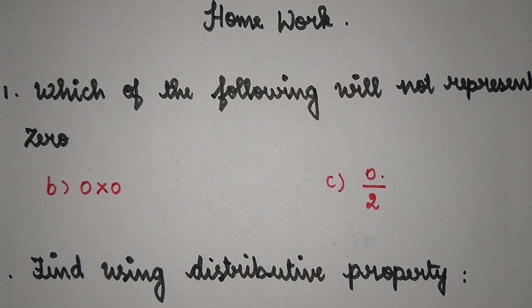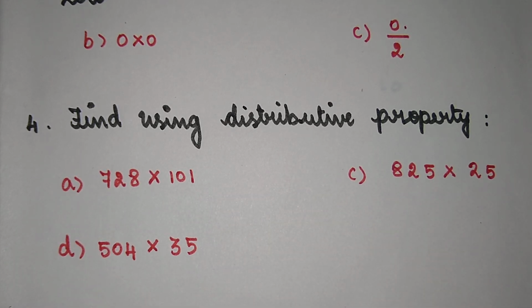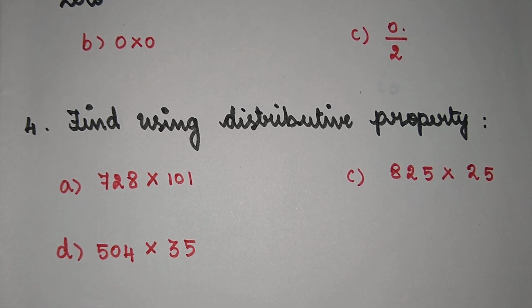See the homework. Today's homework is, which of the following will not represent 0? Okay, we have to find which cannot represent 0. Okay, this is the first sum. Then the fourth sum, find using distributive property. We have to use this for three subdivisions using distributive property.